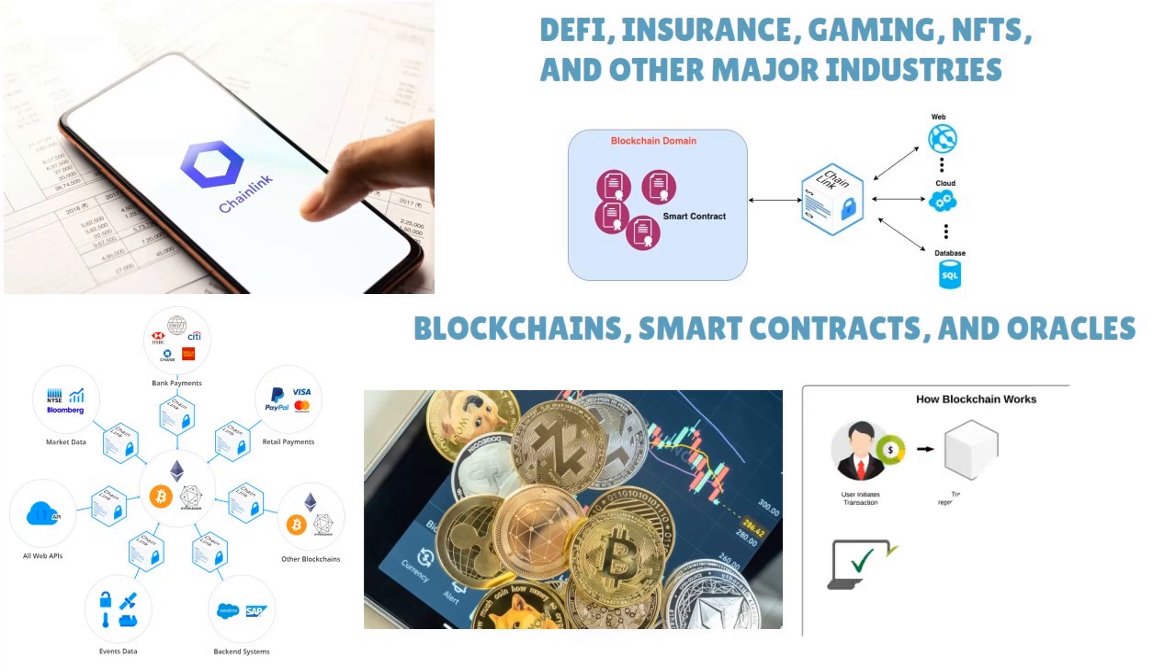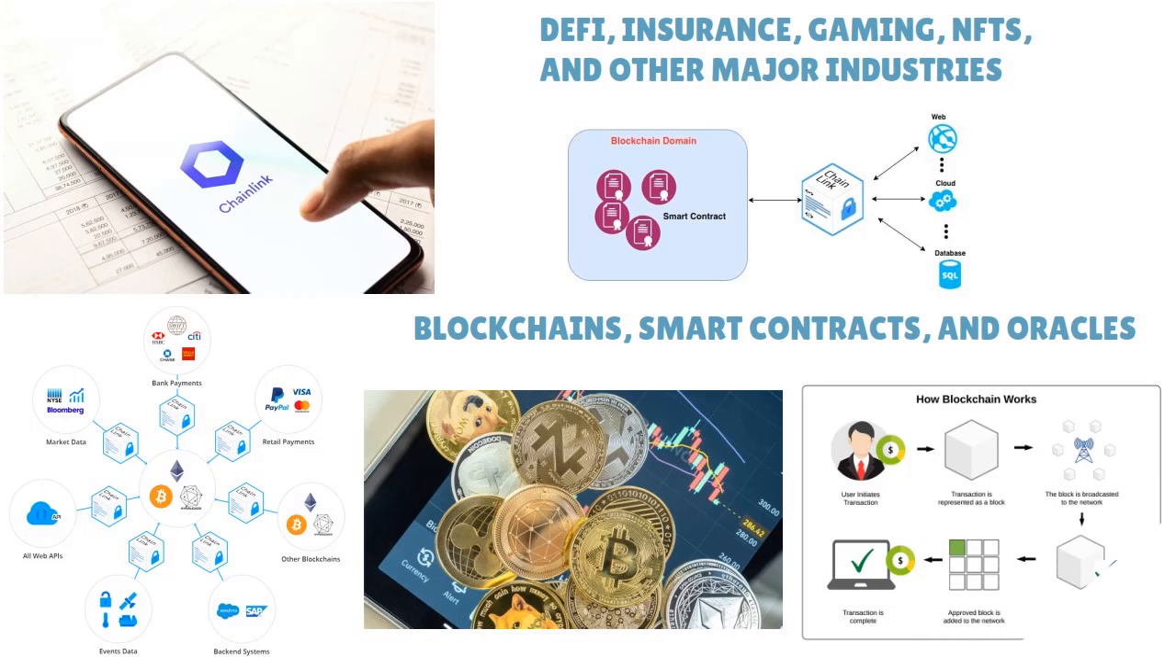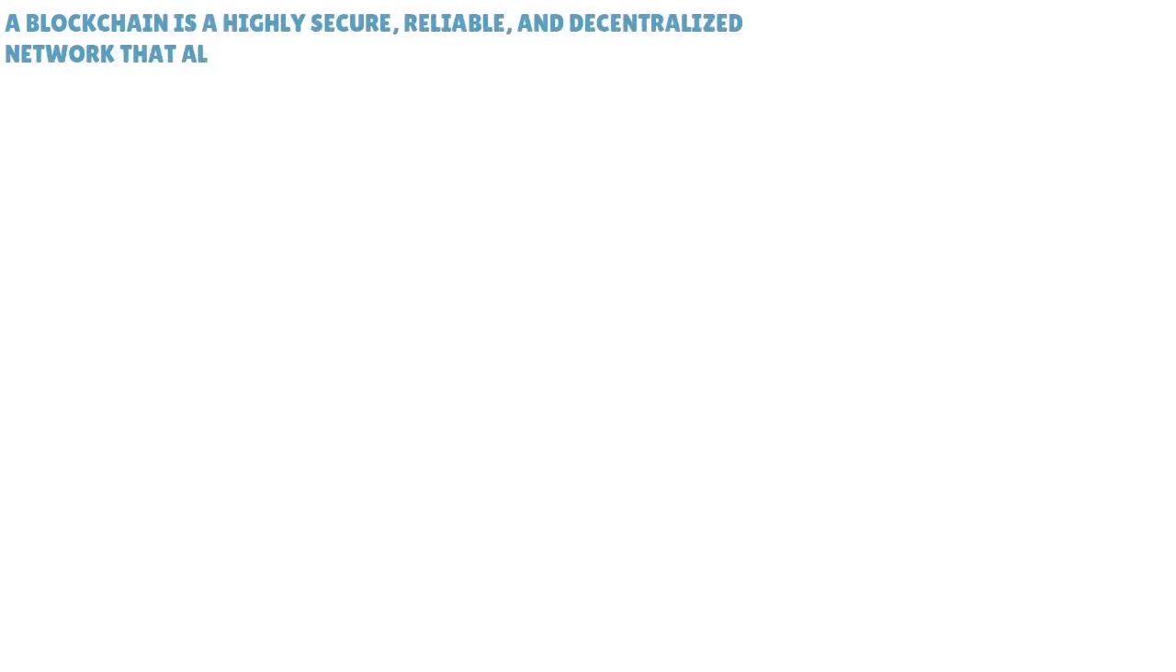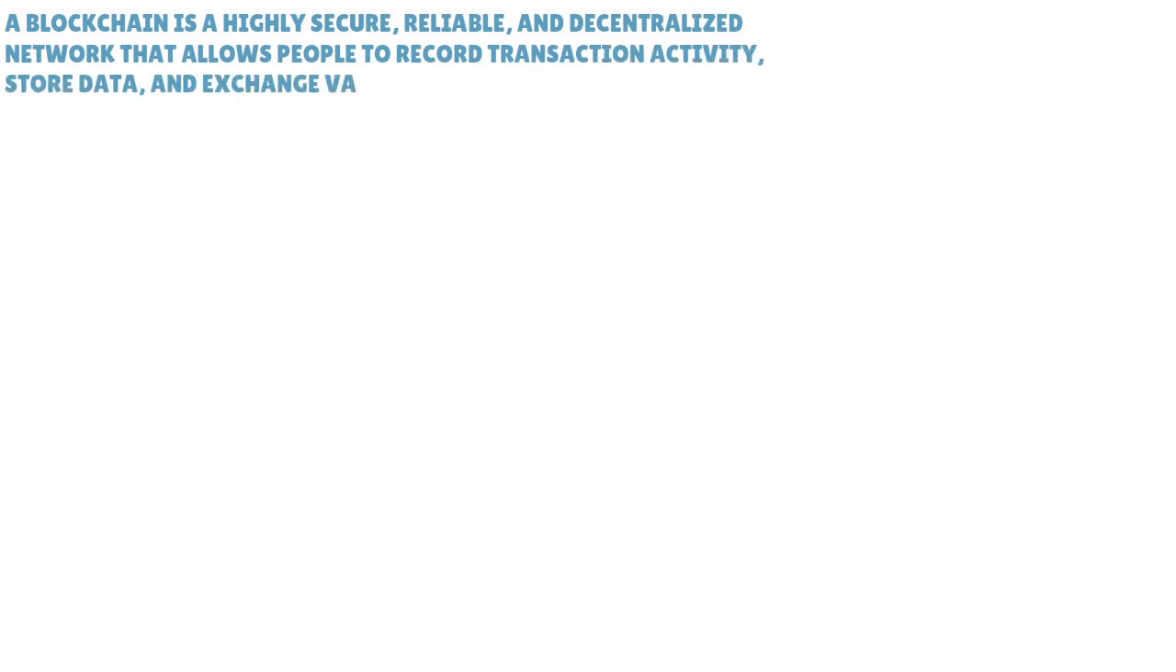Well, a blockchain is a highly secure and reliable network that records data in a distributed ledger that is not controlled by a central authority. Okay, so a blockchain is a highly secure, reliable, and decentralized network that allows people to record transaction activity, store data, and exchange value in a distributed ledger.